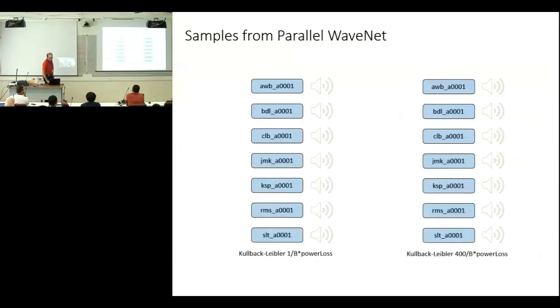Here I will play you some samples from parallel wavenet. In the first one I use the Kullback-Leibler. I use only two loss terms, the Kullback-Leibler and the power loss. I didn't use the contrastive loss and the perceptual loss. Here the power loss has a very small value, so the dominating term is the Kullback-Leibler. And you will see what the effect is without a strong power loss.